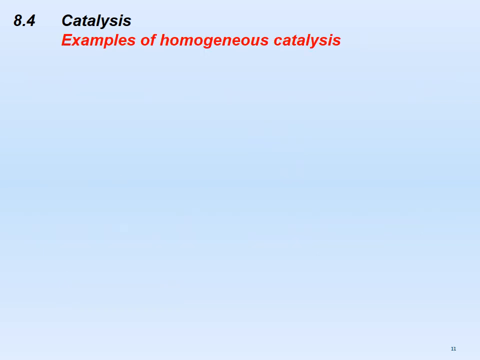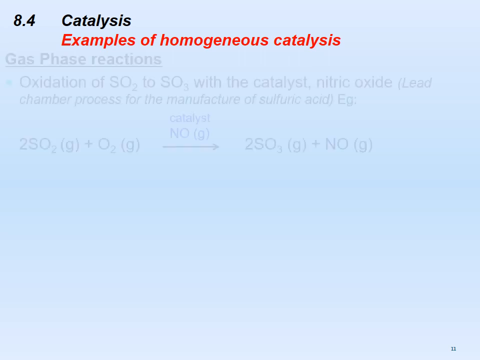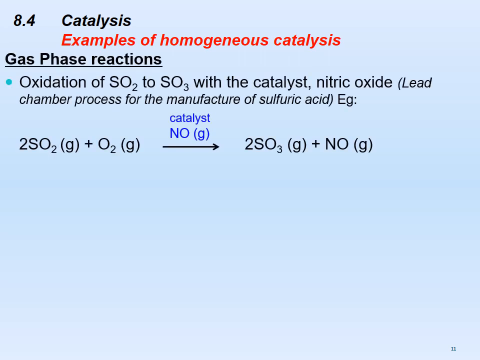Examples of homogeneous catalysis. An example is the oxidation of sulfur dioxide to sulfur trioxide with the catalyst nitric oxide. This is the lead chamber process for the manufacture of sulfuric acid. The symbol G stands for gaseous phase. It can be seen from the equation that the reactants, sulfur dioxide and molecular oxygen, are in the same phase as the catalyst nitric oxide. This is a gas phase reaction.